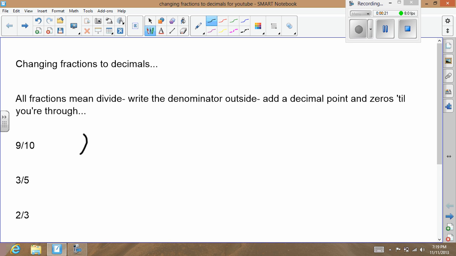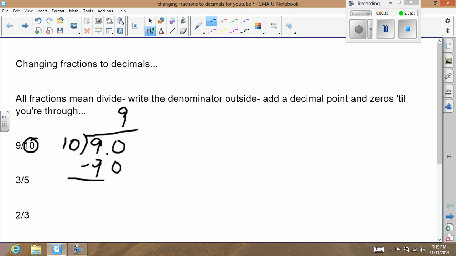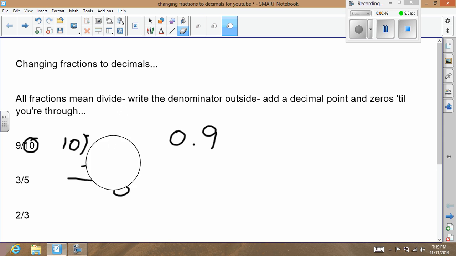So I'm going to make a division problem, and I'm going to put the 10 here because that's the denominator, and I'm going to put the 9 here, and I'm going to add a decimal point and a 0. So 10 goes into 9 zero times. 0 times 10, of course, is 0. I subtract, I get 9, and I bring my decimal point up. So 9/10 is equal to 0.9. All right. Next problem.